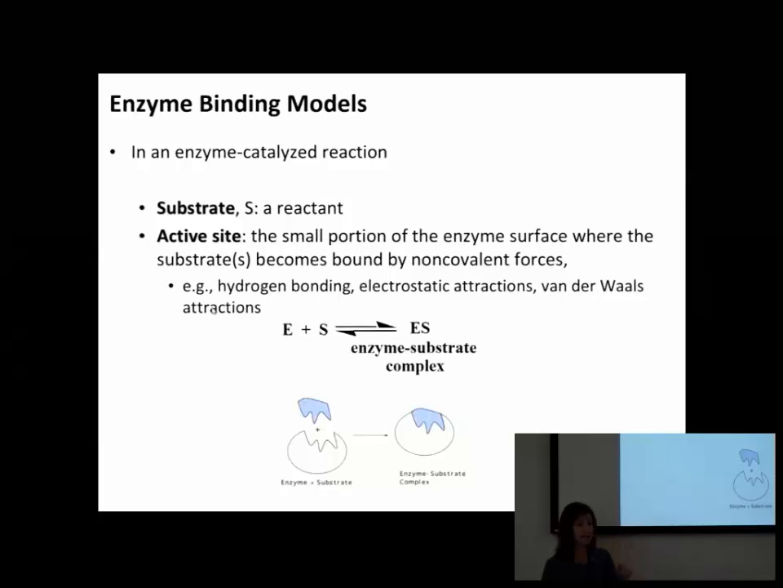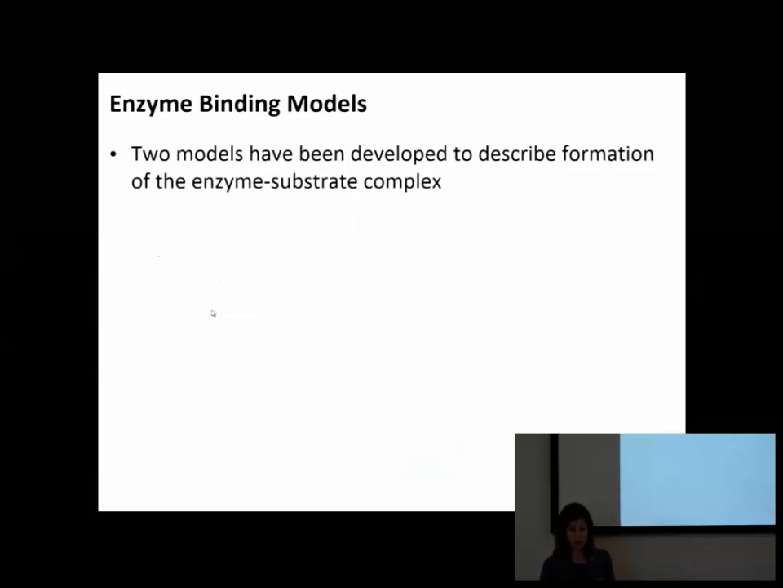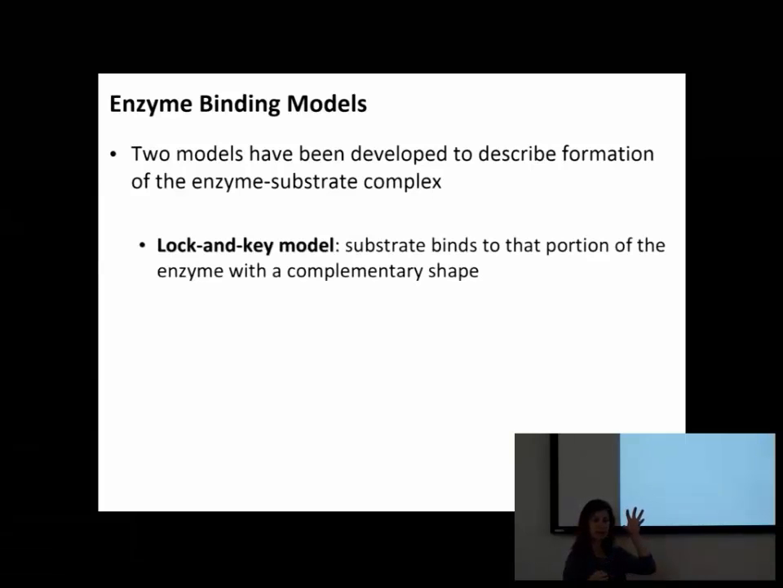So there's 2 models describing how that substrate comes in and forms that enzyme substrate complex. One is a lock and key, that the enzyme has a shape that's exactly complementary to that substrate, that it's going before the substrate even comes by, all right? The enzyme has a shape and a charge distribution that's going to exactly complement that substrate. So that's why it's called a lock and key.